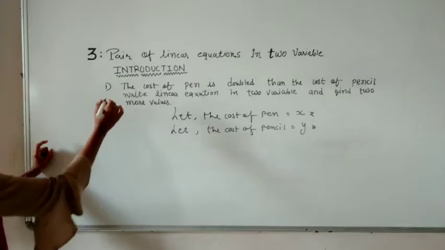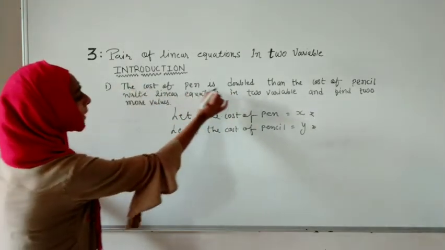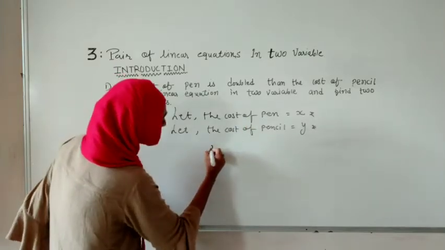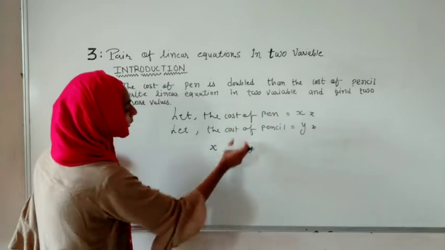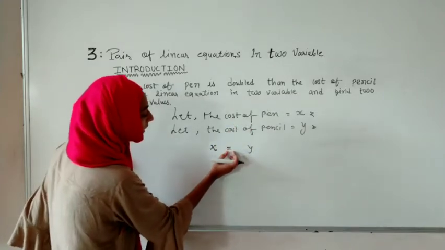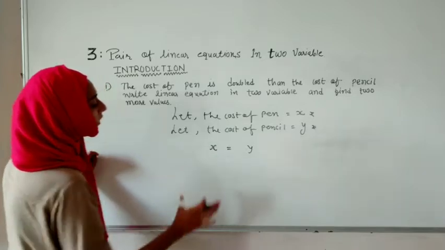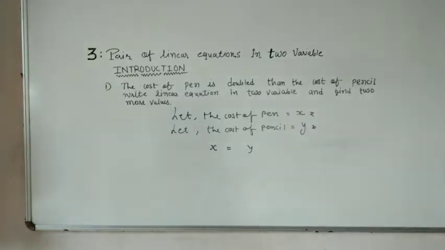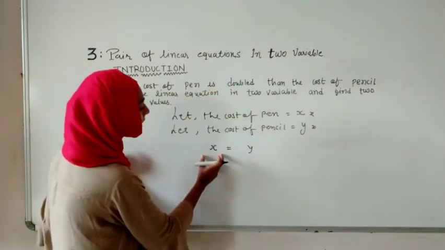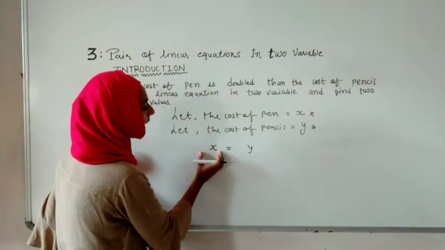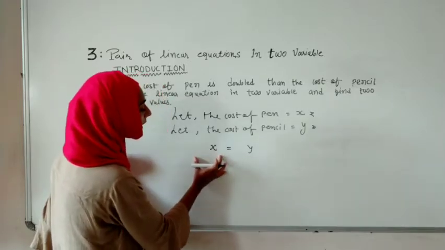Now let us read this statement, because this statement is very important. The cost of a pen is double, यानी if it is in the form of x and y, and we know that a linear equation is already in the form of equals to. So when we are comparing these, what important thing do we have to remember? So यहाँ पे दिया है the cost of pen is double. पेन की कॉस्ट जो x है और पेंसिल की कॉस्ट जो y है, तो पेन की कॉस्ट ऑलरेडी डबल है.